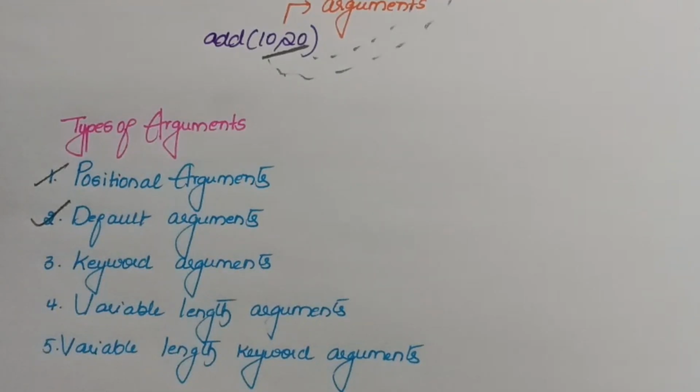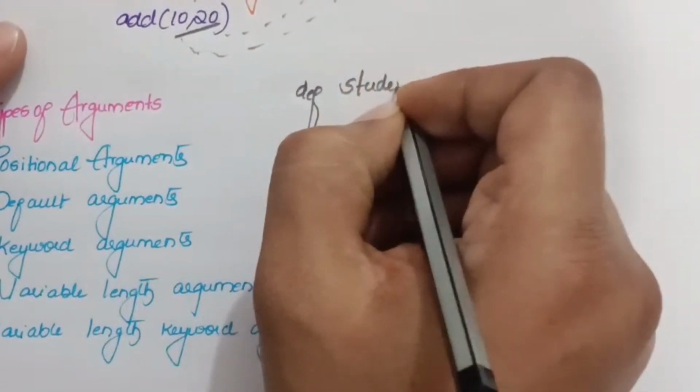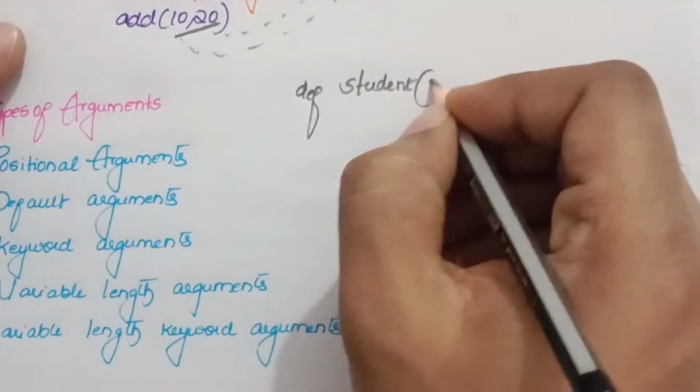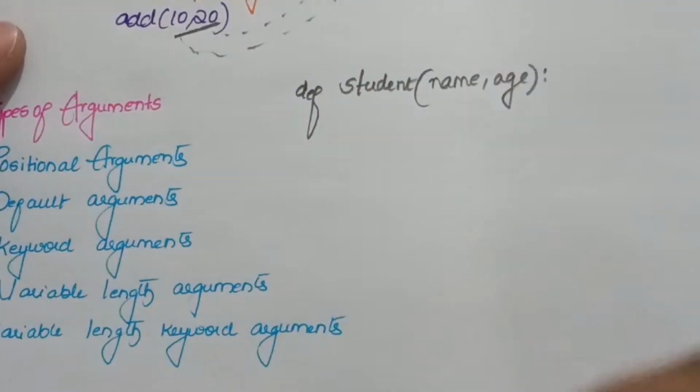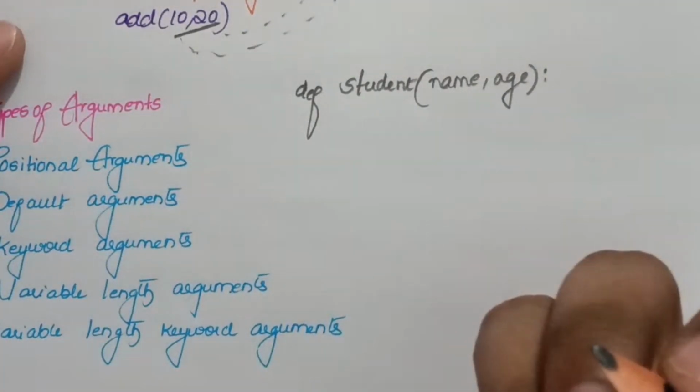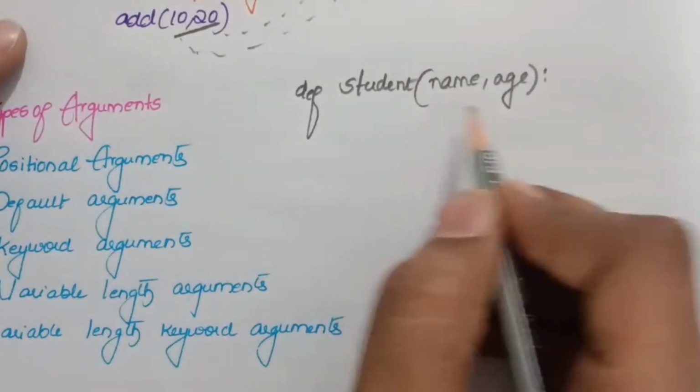First one, positional arguments. Positional arguments are arguments that are passed to a function in the same order as the parameters are defined in the function. Python assigns values to parameters based on their position. Suppose we have a function called student. Def student. It has two parameters, name and age. So we have to pass two arguments because we have two parameters in the definition of the function.